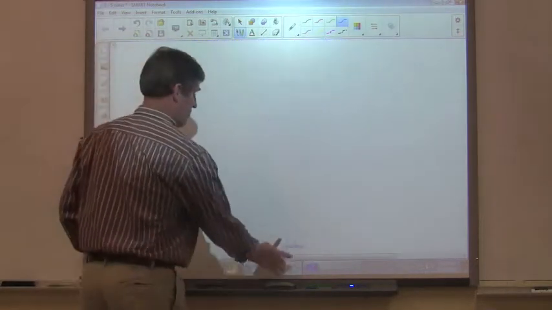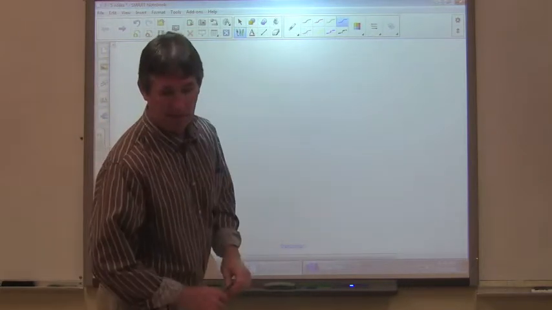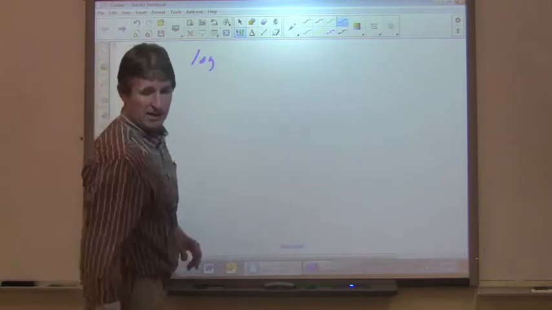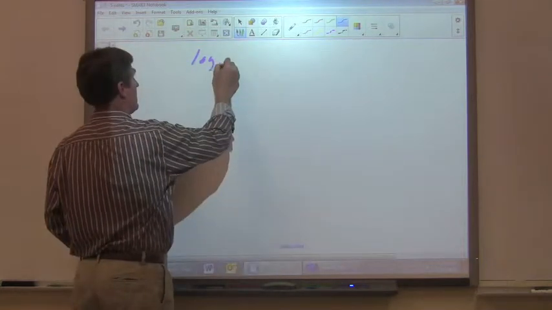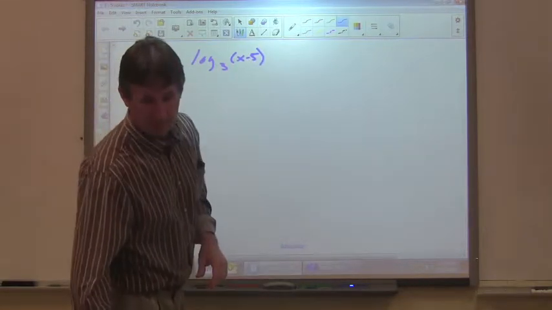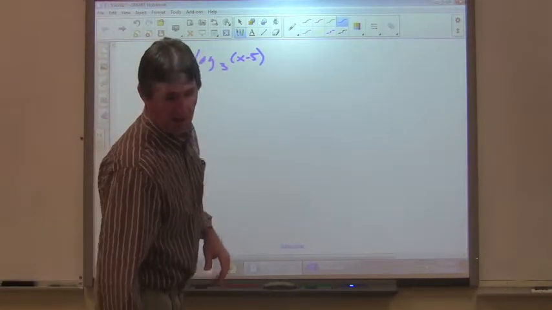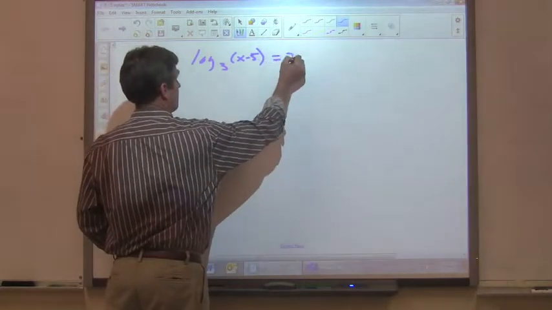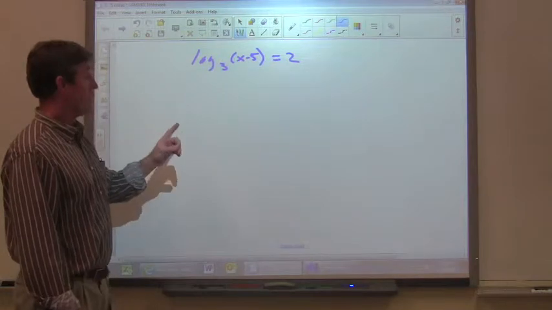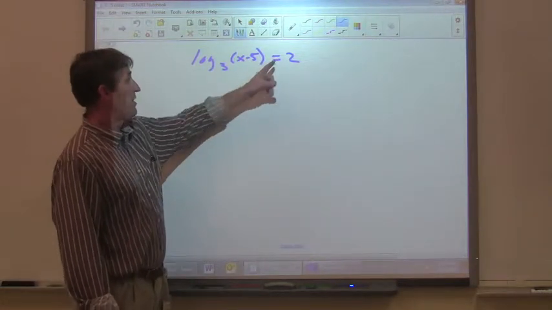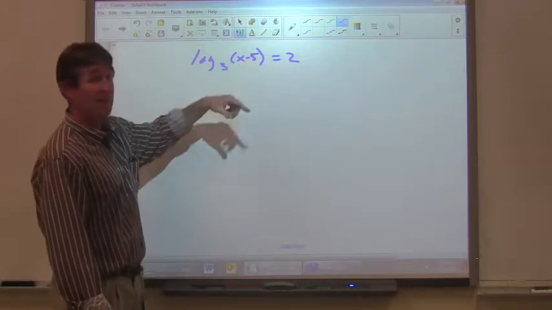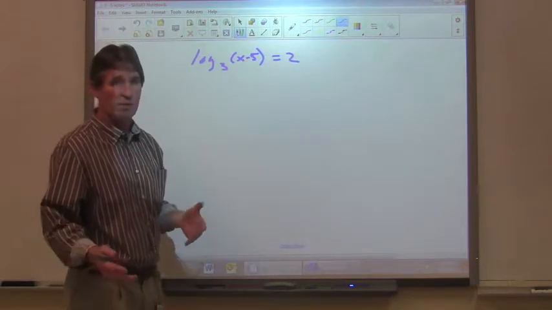Next example. I'm going to try and give you a lot of what you're going to see on this assignment. So, log base 3 of x minus 5 equals 2. So if you ask yourself, where is the variable? Now in a logarithm, remember our exponent is over here. So our variable is not in the exponent, it's in the answer, so we don't want to use logarithms.